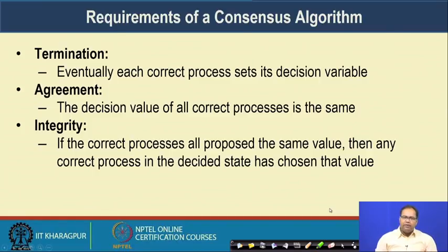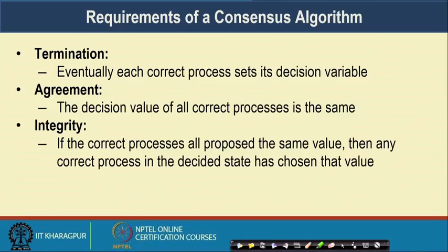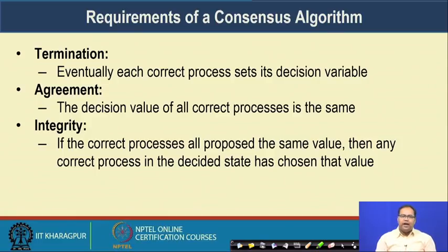So, there are certain requirements of a consensus algorithm, the details of which you have looked at earlier. You need to ensure that eventually each process sets the decision variable, so it terminates after setting the decision variable. Then the agreement property, which says that the decision value for all correct processes should be the same, everyone should reach a common agreement. The third one is integrity: if the correct processes all propose the same value, then any correct process in the decided state has chosen that value. So, if every correct process proposes one value x, then in the decided state they should decide on that same value x.